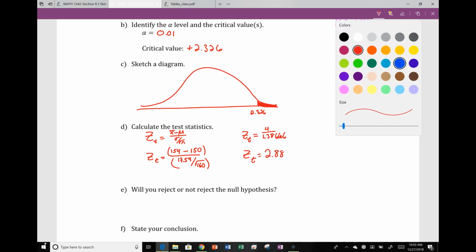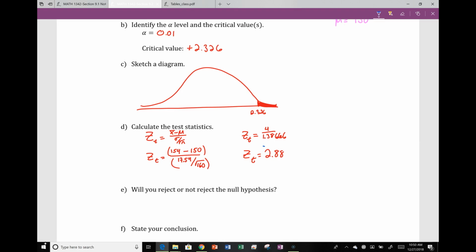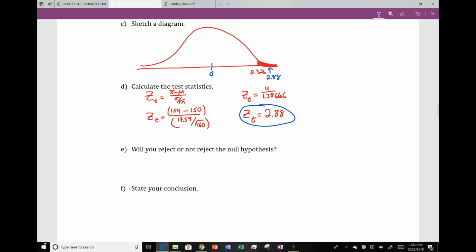And I'm going to change my colors here because whenever I want to look at this, 2.88. Well, if here's 0, 2.88 is going to be down here. Is this in my critical region? Is this in the shaded area? Yes. So you reject the null hypothesis.